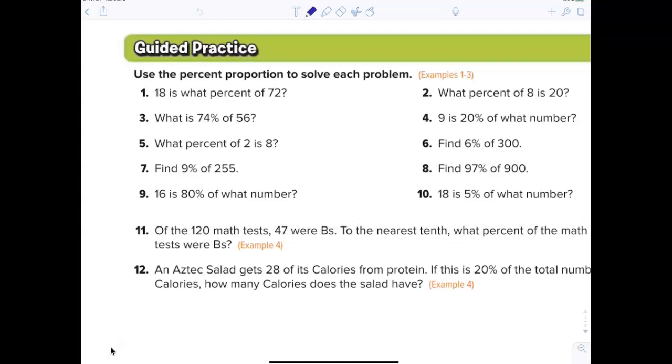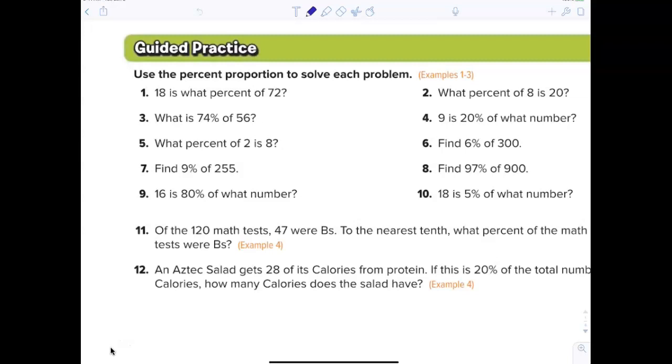Yeah, answer? 25%? Wow. What do you think? I know. Can I say how to do it? Yeah. Okay. So you have 18 over 72 and then it's 100 over there.